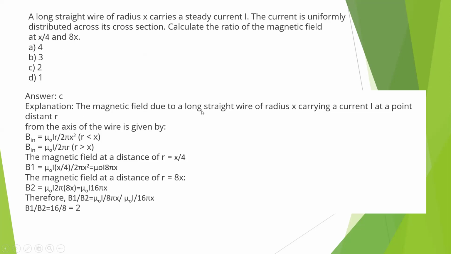So the magnetic field due to a long straight wire of radius x carrying a current I at a point at a distance r is given by B = μ0 I r / 2π x² if r is less than x, and B = μ0 I / 2π r if r is greater than x. So the magnetic field at r = x/4, you put x/4 instead of r. At 8x, you put 8x instead of r. Then you just divide it. So B1/B2, you will get the answer, and your ratio will be 2.